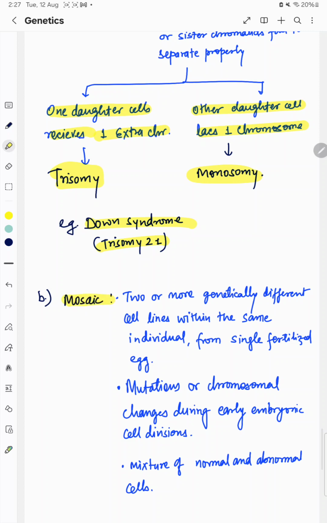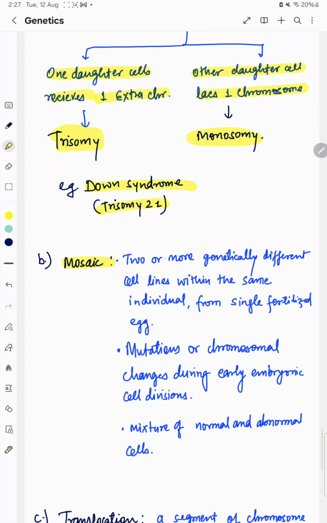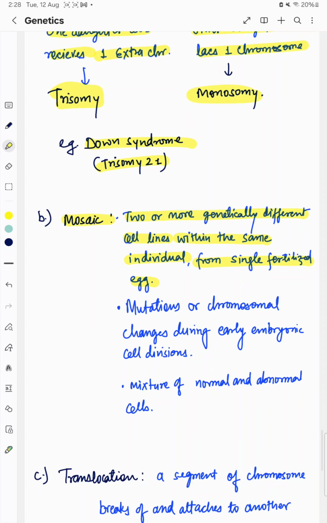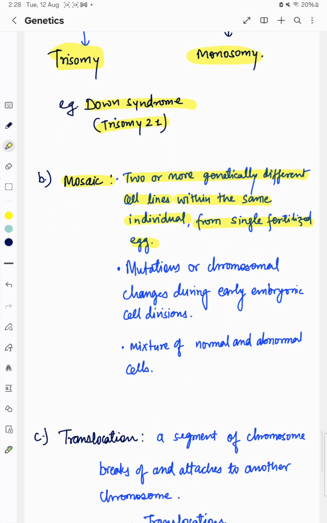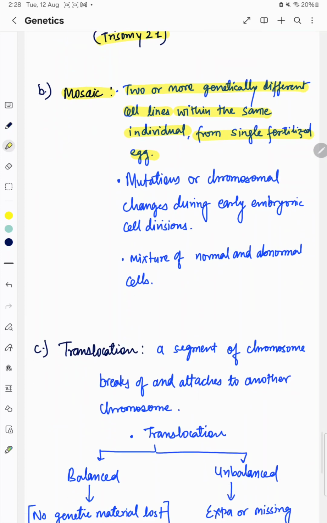What is mosaic or mosaicism? Two or more genetically different cell lines within the same individual from a single fertilized egg. Mutation or chromosomal changes during the early embryonic cell divisions are predominantly responsible for mosaicism. In an individual with mosaicism, a mixture of normal and abnormal cells can be seen.